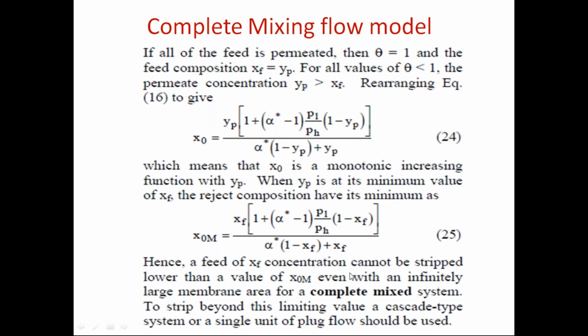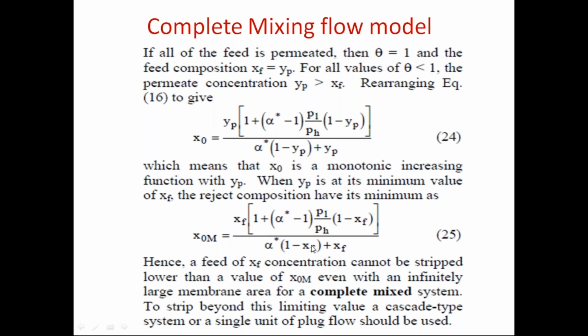Hence a feed of XF concentration cannot be stripped lower than a value of XOM even with an infinitely large membrane area for a completely mixed system. To strip beyond this limiting value, a cascading type system or a single unit of plug flow should be used. In that case, you can use a cascading system, in unit 1, unit 2. Whatever reject is coming from unit 1 will go to unit 2, and whatever is coming from that will go to unit 3.